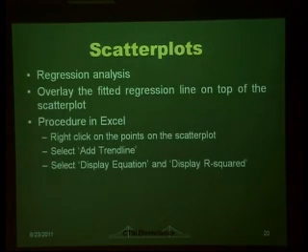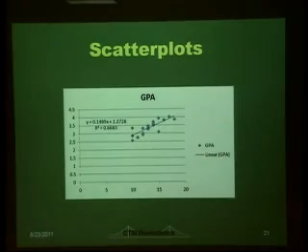Okay, so in Excel, you are able to do a regression analysis, and you are able to overlay the fitted regression line right on top of the scatter plot. All you have to do is tell Excel to add a trend line, and you want it to display the equation and display R squared. If you don't select that, it's just going to give you a line. It's not going to give you any information about the line. So here, you can see, here's the regression line, here's the equation, and here's R squared.